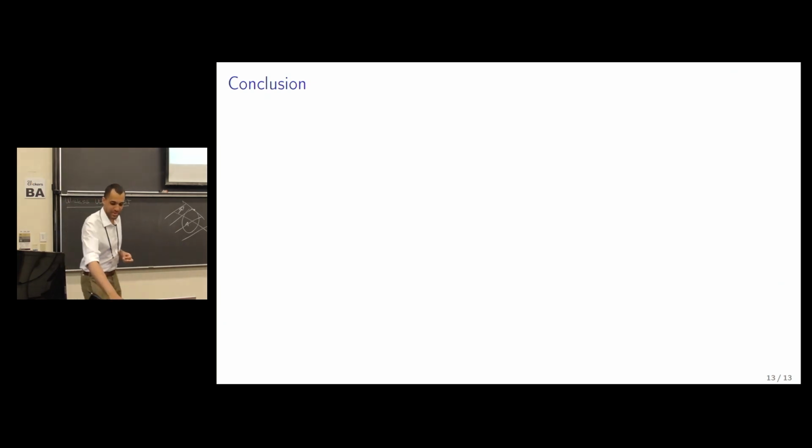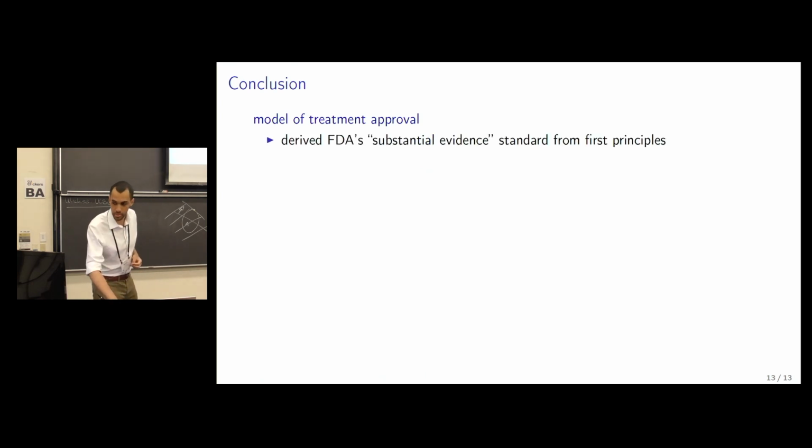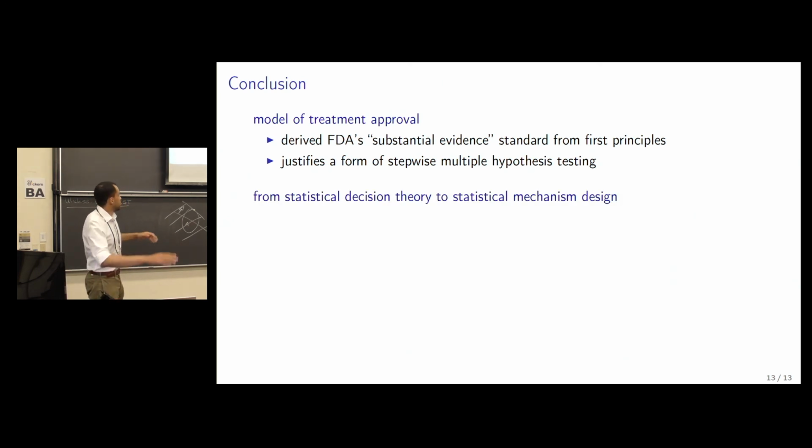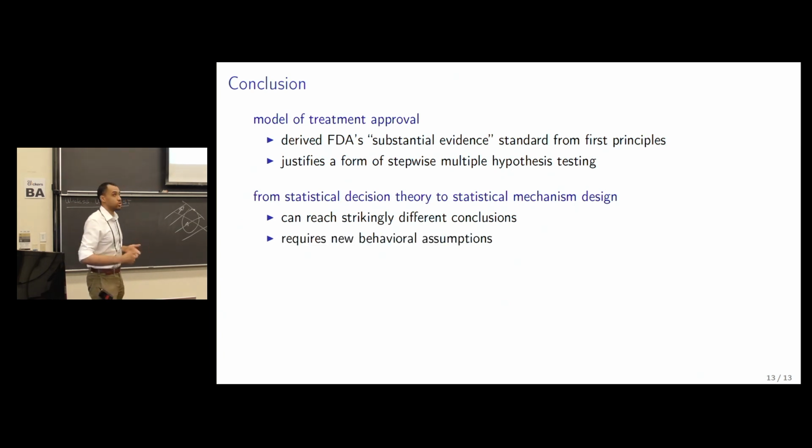OK, so conclusion. We introduced this model of treatment approval, which I think is an important, relevant real-world problem, and derived the Food and Drug Administration's substantial evidence standard from first principles, and we justified a form of stepwise multiple hypothesis testing. One way to think about this is we moved from statistical decision theory or treatment choice to statistical mechanism design or treatment approval, right, by taking into account the strategic actors within this learning problem. And we see that by making that shift, we can reach strikingly different conclusions. And of course, we require new behavioral assumptions based on this idea of statistical tractability.